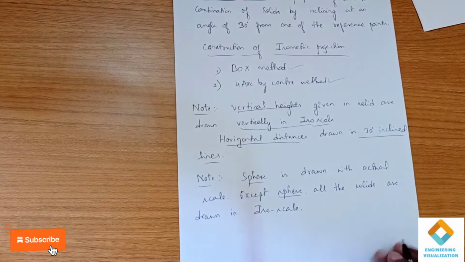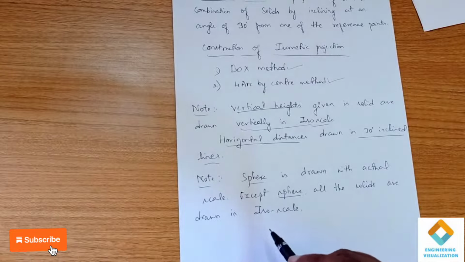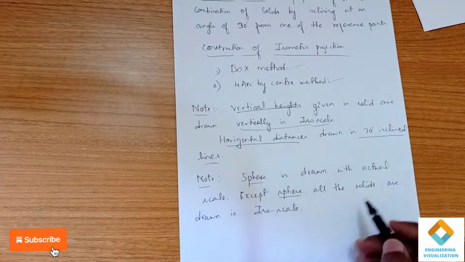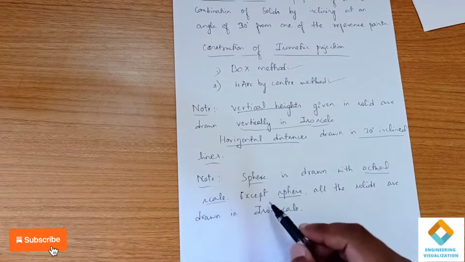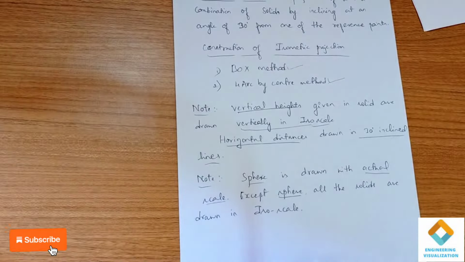Now we come to the sphere. Okay, the sphere is the only solid which will be drawn with the actual scale here, because except the sphere, all the solids will be drawn with the isoscale. So in a sphere, what happens exactly here?